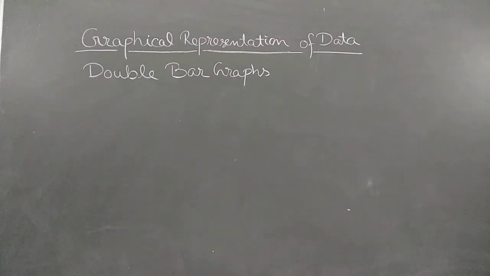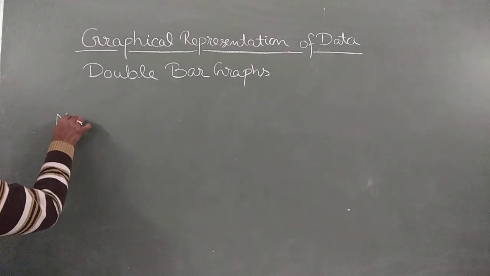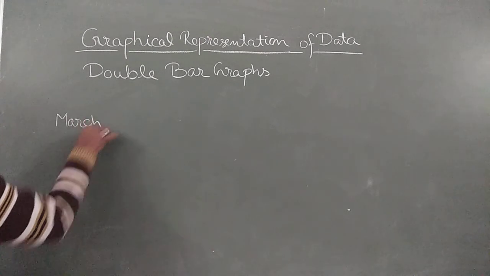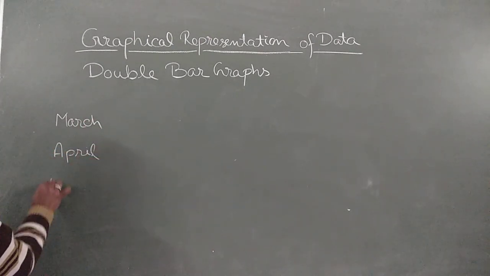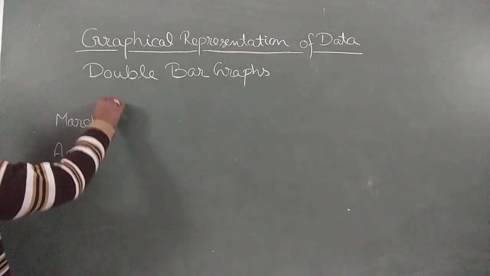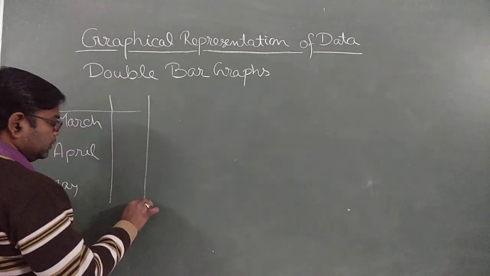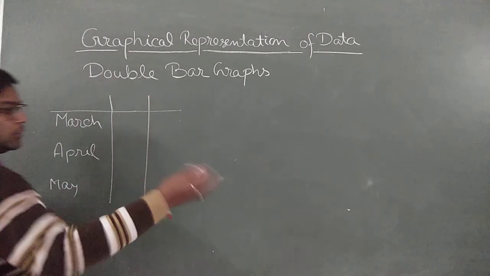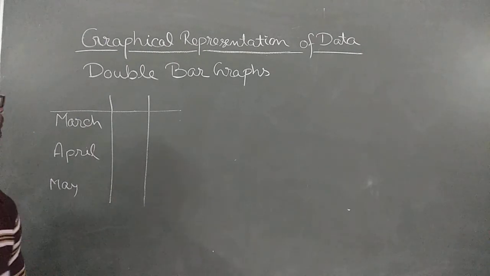The first one is the month of March, then April, then May. Now we are comparing the temperature of two different cities. One is Delhi, the other one is Nainital. Both are near about closer to each other. One is Delhi, the other is in Uttarakhand.